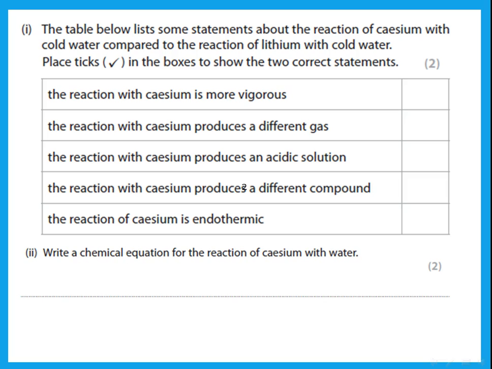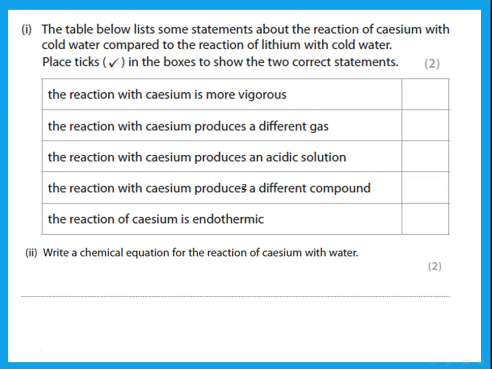Okay? Another possible question. The table below lists some statements about the reaction of cesium with cold water compared to the reaction of lithium with cold water. So he's comparing lithium to cesium. Remember, we said, where is cesium? Cesium is at the bottom of group 1 in the periodic table. So which one would be more reactive, the lithium or the cesium? Of course, cesium is at the bottom of group 1, so cesium should be more reactive than lithium.